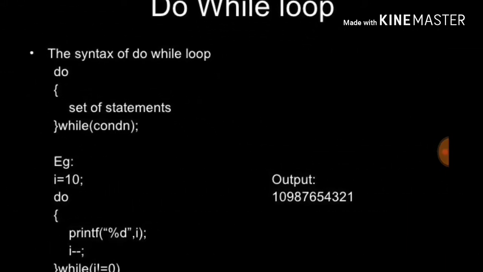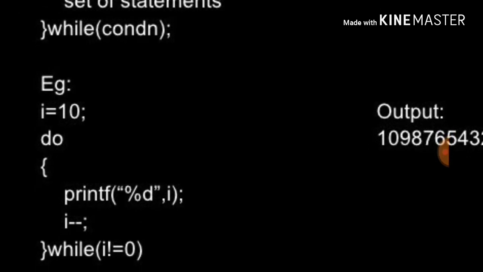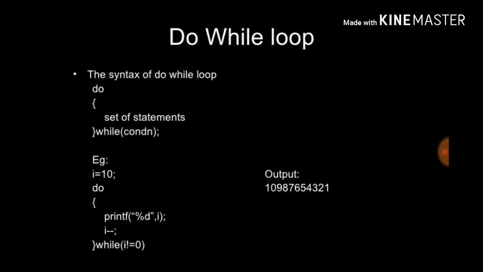Next is do while loop. The syntax of do while loop is set of statements. First the set of statements are executed and then the condition is checked. Here is an example of printing 10 to 1 integers in decreasing order by do while loop.